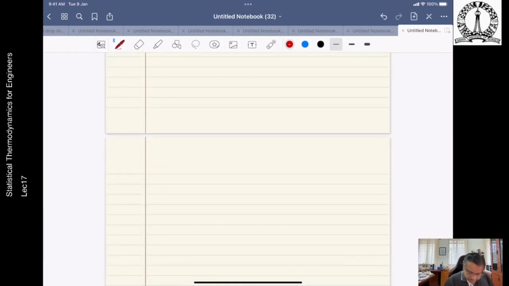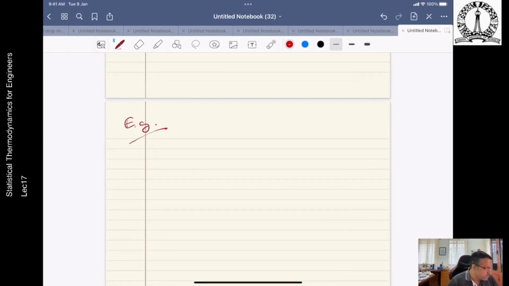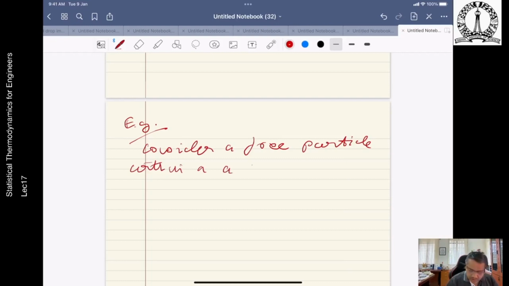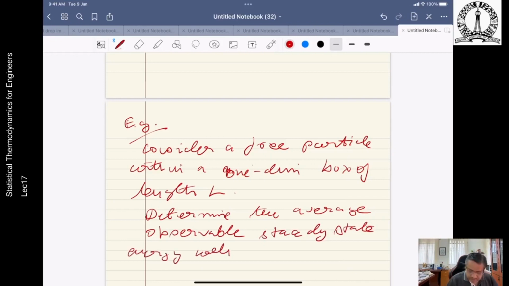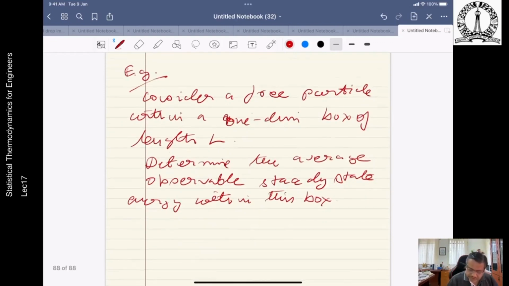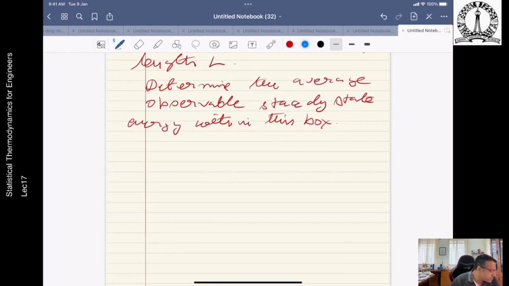Now let's do an example. Consider a free particle within a one-dimensional box of length L. You have to determine the average observable steady state energy within this box.